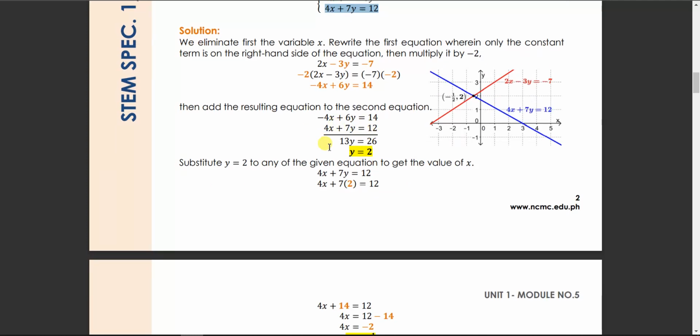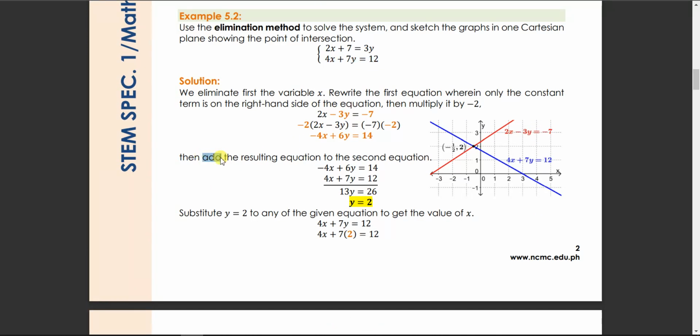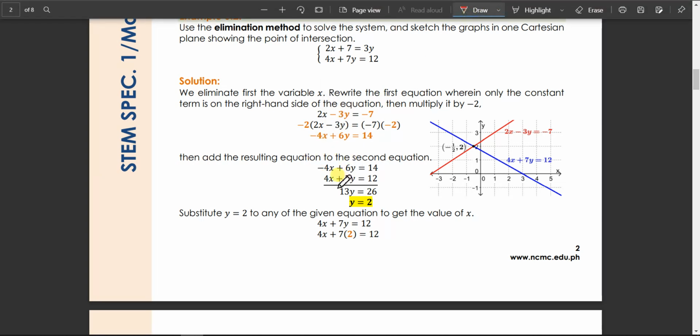After that, we are going to add the equations. This is not always addition, you can subtract as long as you are going to eliminate one of the given variables. In this case, since we have positive 4x, and we have negative 4x in the other equation, we are going to add these two equations to eliminate our x. So we add them.